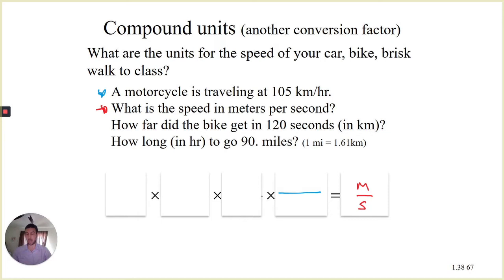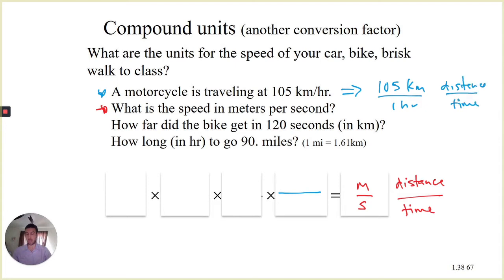If we go through to look at our answer, we're looking at meters, a measure of distance, over seconds, a measure of time. Our given information is 105 kilometers per 1 hour, which is a measure of distance over a measure of time. So it's the exact same system, just different units, which means I should be placing kilometers as a distance in the numerator, because that's where it appears in my answer, and then time, hours, in the denominator, because that's where it shows up in my answer.